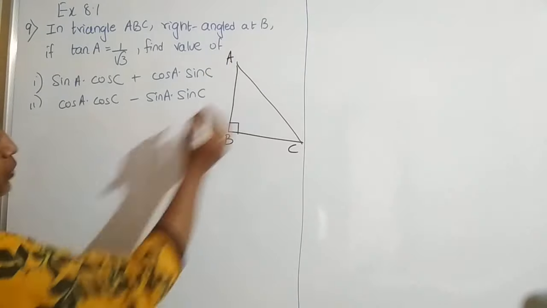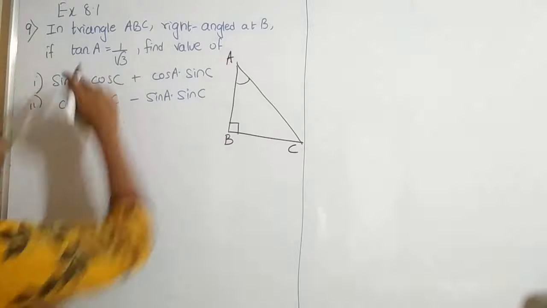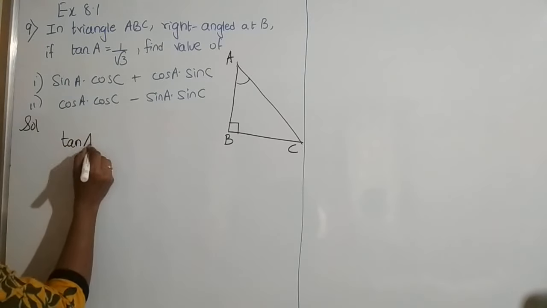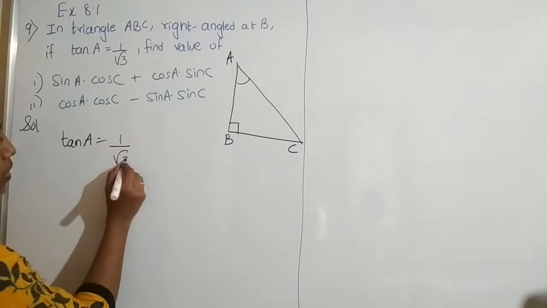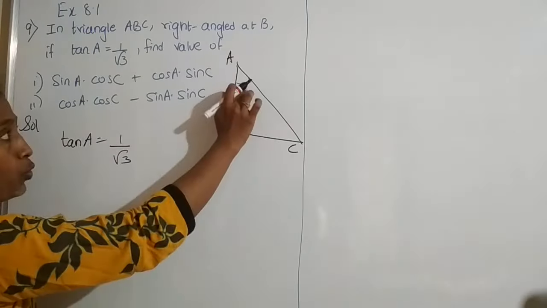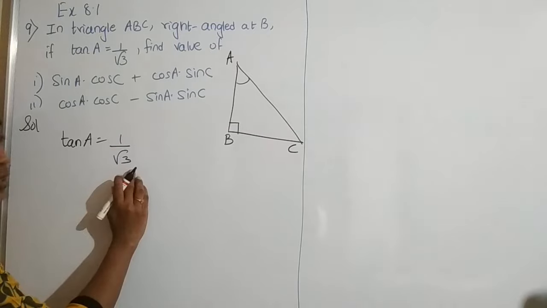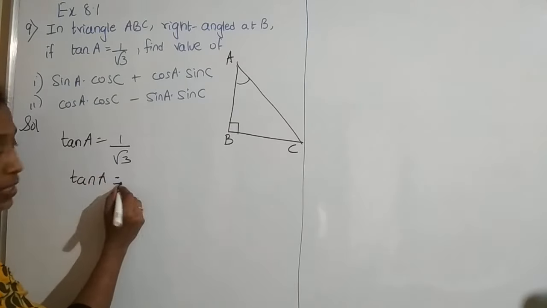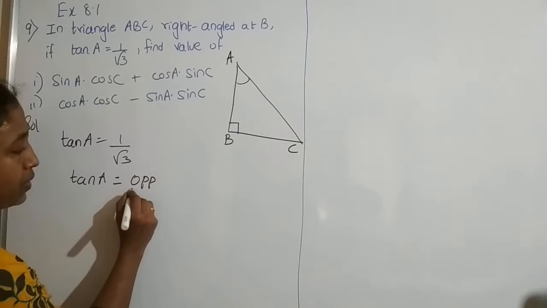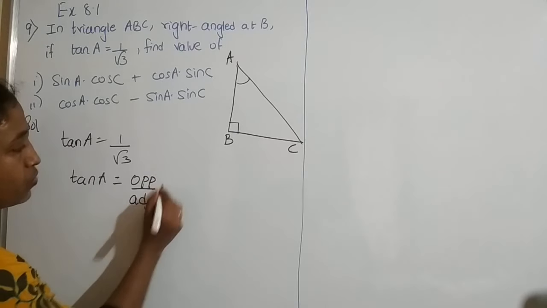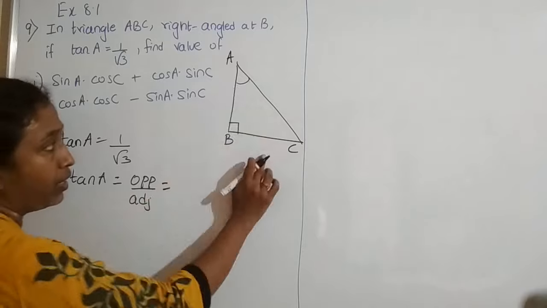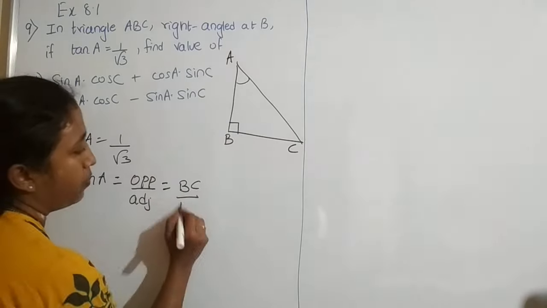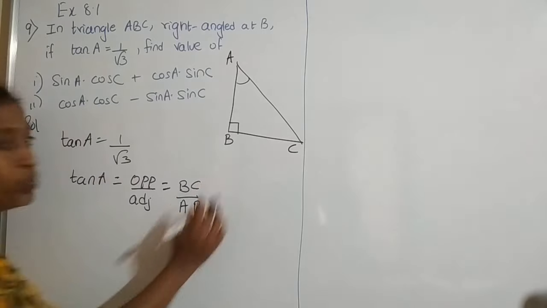What is tan A value given? So the solution: tan A is given as 1 upon root 3. The ratio is given as 1 upon root 3. But what does the trigonometric ratio say? Tan A formula is opposite side upon adjacent side. So which is the opposite side of angle A? That is side BC, and the adjacent side is AB. BC upon AB. I hope this is clear.